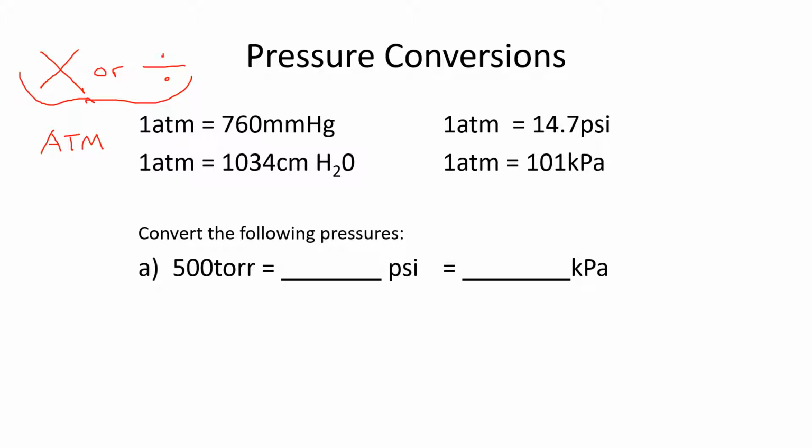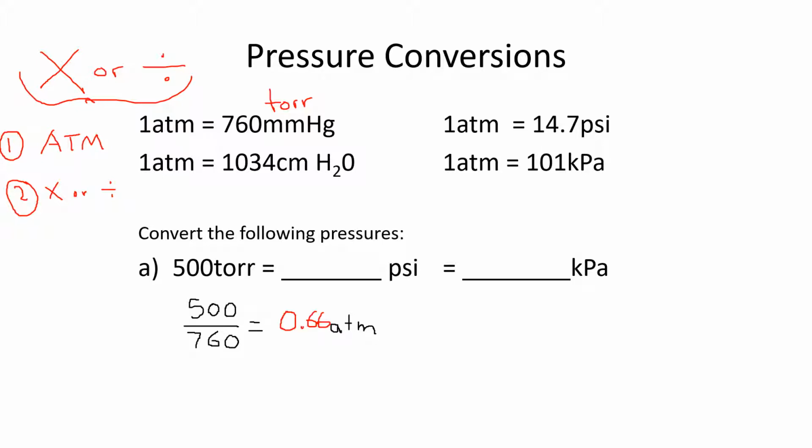Torr is the same as millimeters of mercury. So anytime you see a torr, you can just say millimeters of mercury. So the first thing you want to do is go to atm. That's your first thing. Go to atm, and then you're going to multiply or divide by the conversion factor again to get to your desired units. So we got about 0.66 atmospheres.